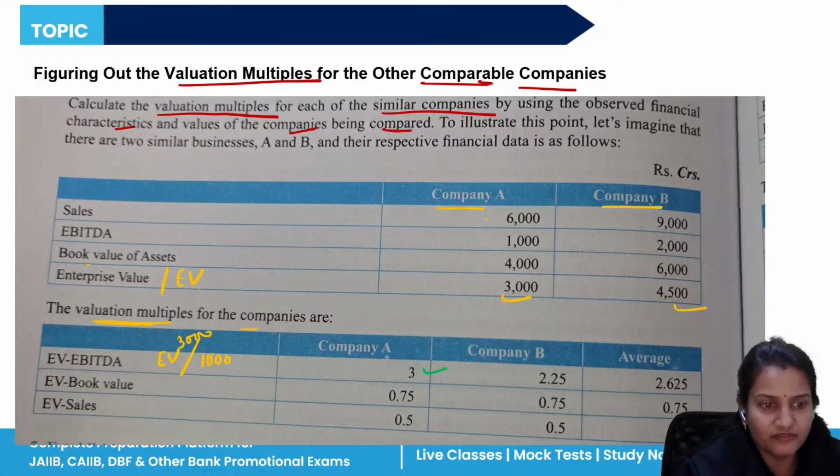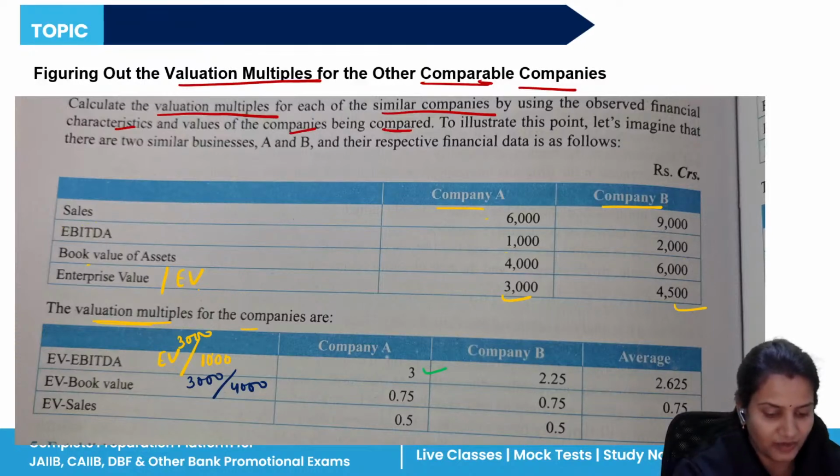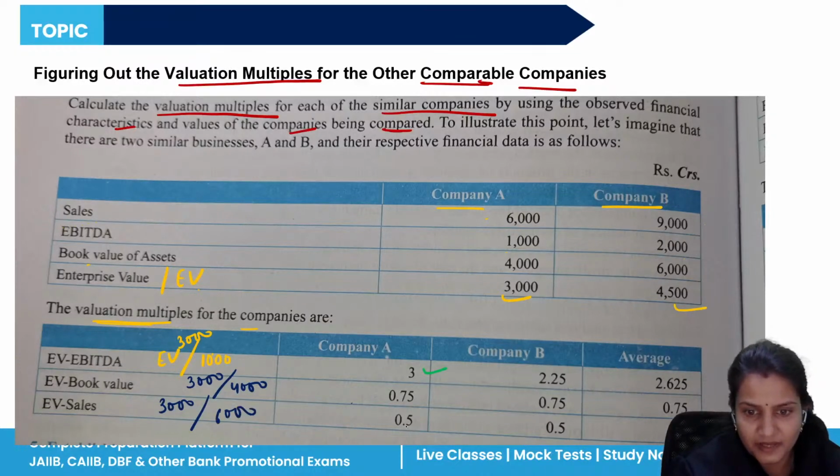Now enterprise value upon book value. Enterprise value of company A is how much, and book value of assets is 4,000. Now 3,000 divided by 4,000, how much will you be getting? Calculate and tell me the value. Come on, calculate and tell me the value. 0.75. Now enterprise value is how much? Again 3,000 upon sales, how much? 6,000. So company A is 0.5.